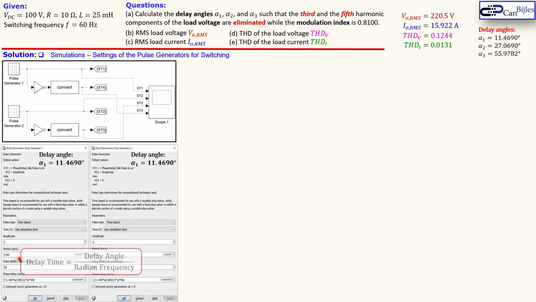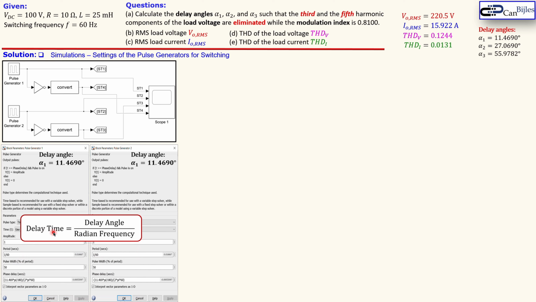So how do we do that? You actually use this formula. Delay time, so in seconds, will be then delay angle, which is given here in degrees, or I should say radians, divided by the radian frequency, which is our 2 pi f. So that is really the formula. So this angle must be in radians and our frequency must be also in radians per second.